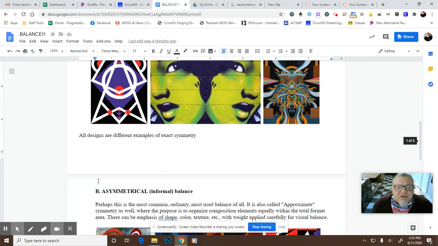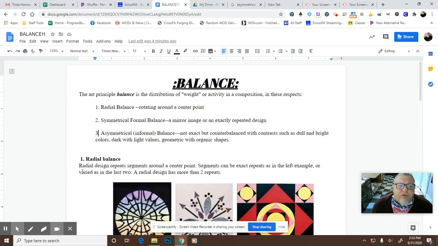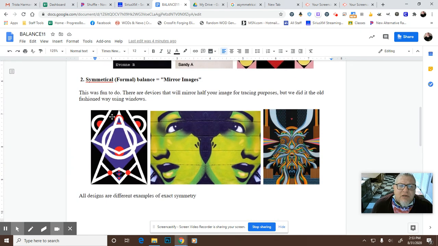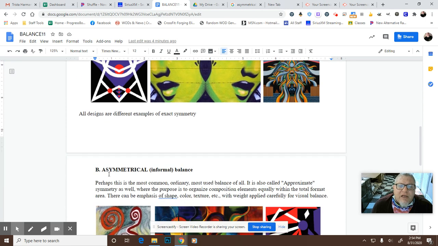Now, what you guys are going to be doing is you're going to be asked to create one of each of the types of balance. You're going to be creating a radial balance, a symmetrical formal balance, and an asymmetrical informal balance. And you're going to be using colored pencil. You need to pay attention to color contrast. You need to be paying attention to getting shading in your colored pencil, and that's going to be in another video where I'm going over how to use colored pencils. And that's how you're going to approach that.